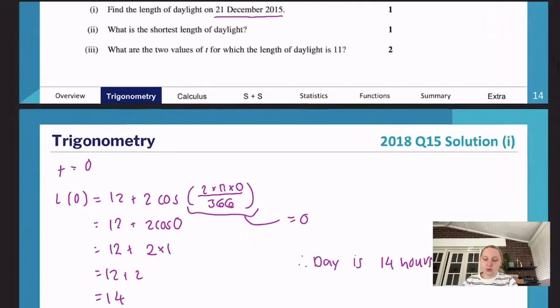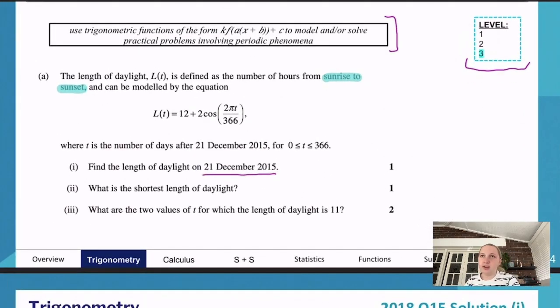Right, and that's all we need to do to get part I. So with this one, we just need to make sure we're identifying if it's the 21st of December, our variable in this situation is t. So on this date, what is t going to equal? It says we know that 21st of December is our start date, so t is equal to 0.